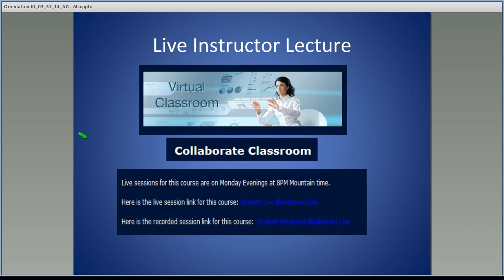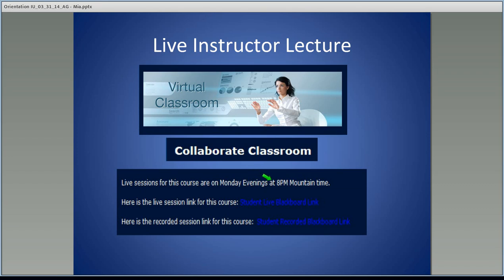Now, when you click on Virtual Classroom, it'll bring you to a page like this. It'll say Virtual Classroom, Collaborate Classroom. It'll have the day and the time of your lecture, as well as a link for the live session at that date and time, and a link for the recording once that date and time has already passed and your instructor has uploaded the recorded lecture.